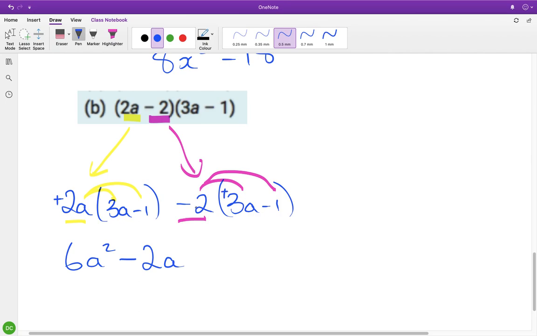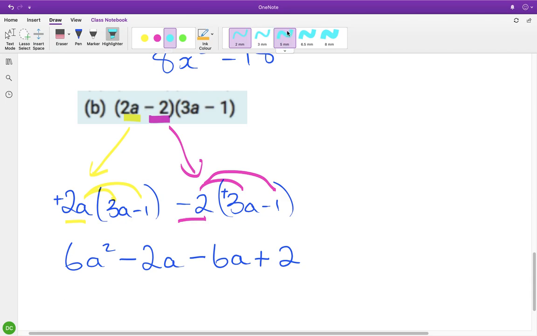Here, this is a plus, so minus and plus signs are different, is minus. 2 times 3 is 6, and then we have our a. The last multiplication is this minus and this minus, so signs are the same, which gives me a plus, and then 2 times 1 is 2, and there's no letter.